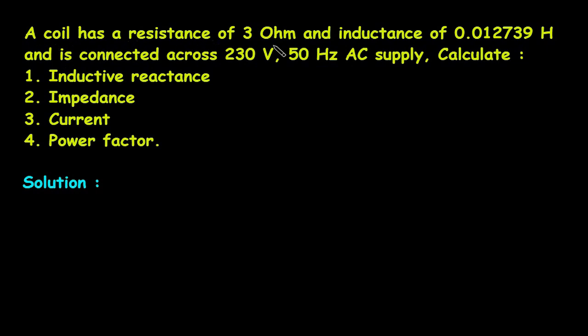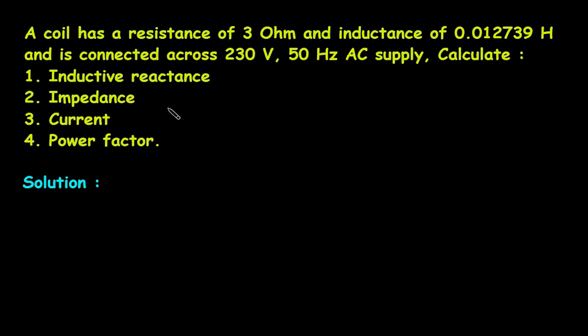A coil has a resistance of 3 ohm and inductance of 0.012739 Henry and is connected across 230 volt 50 Hz AC supply. Calculate number 1 inductive reactance, number 2 impedance, number 3 current, and number 4 power factor.